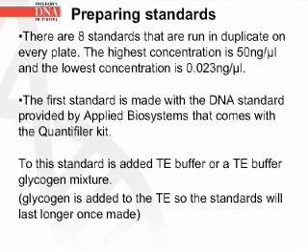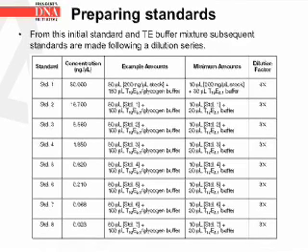To this standard is added TE buffer or a TE buffer glycogen mixture. Glycogen is added to the TE so the standards would last longer once made. From this initial standard and TE buffer mixture, subsequent standards are made following a dilution series. The dilution series is shown in this chart below.